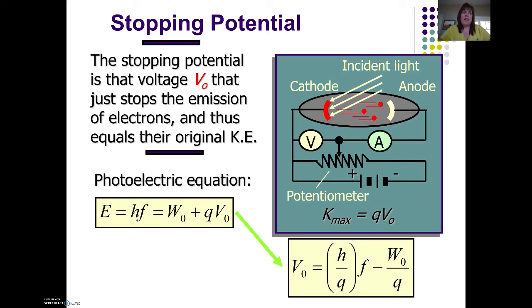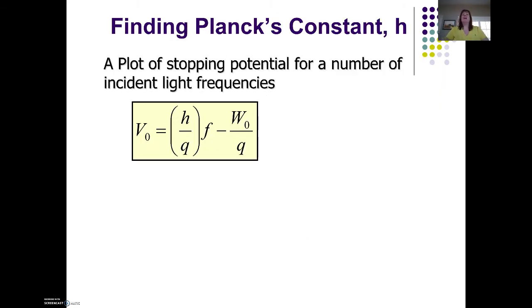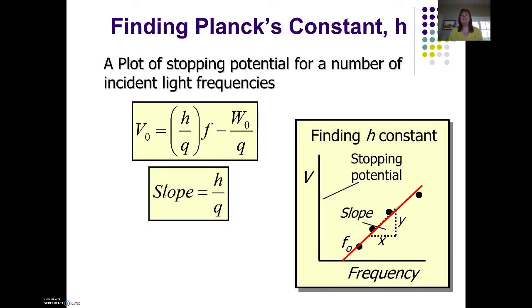Doesn't that kind of look like a y equals mx plus b equation? Guess what that means? Graphs! So we can actually plot the stopping voltage versus frequency, and we will get a nice linear slope. And that slope is Planck's constant divided by the charge on an electron. So if I take the slope and multiply by 1.6 times 10 to the negative 19, I'm going to get Planck's constant in joules.